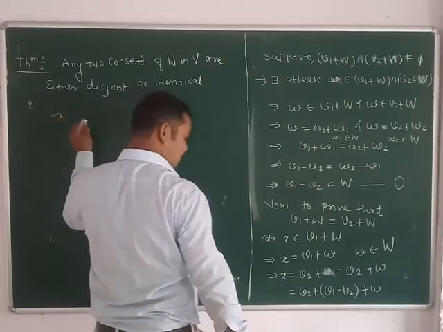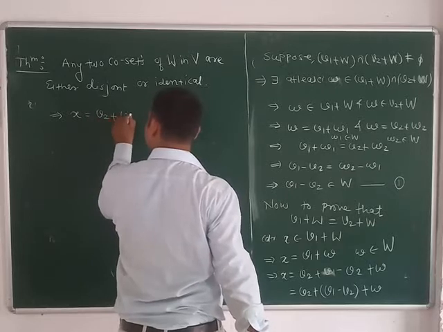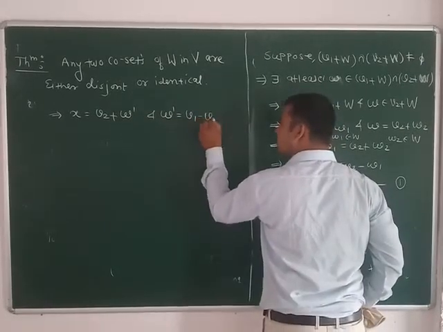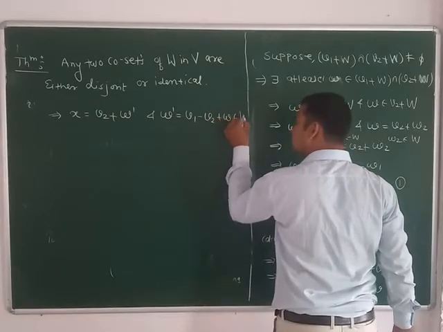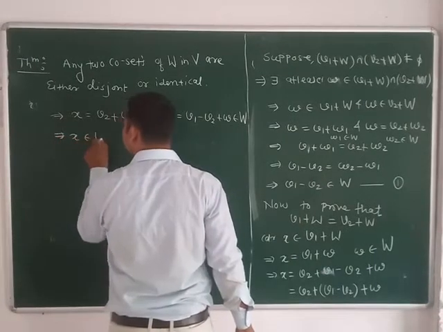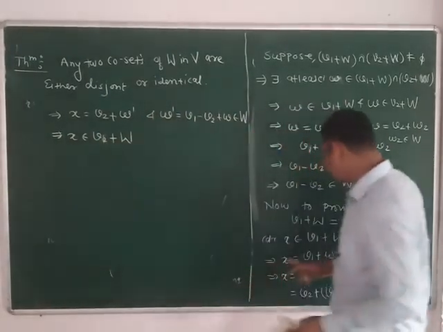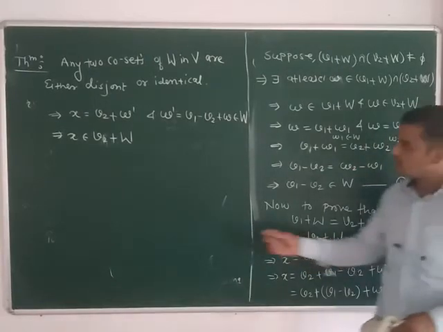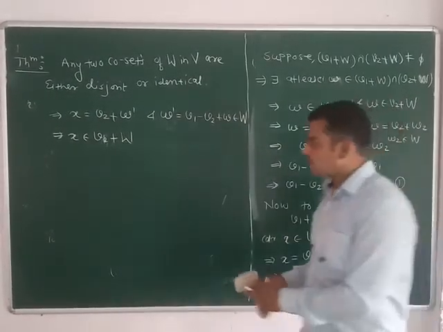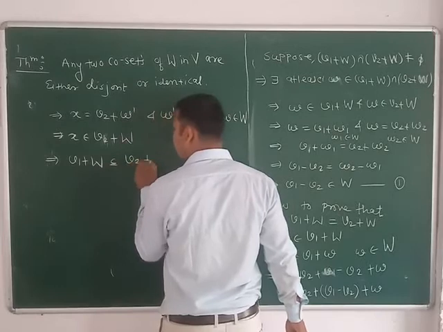This implies that x is equal to P2 plus w dash, and this w dash, which is equal to P1 minus P2 plus w, belongs to capital W. Isn't it? This implies that x belongs to P2 plus capital W. That is, initially I had taken x from P1 plus W and it becomes a member of P2 plus W. It means that P1 plus W is a subset of P2 plus W.